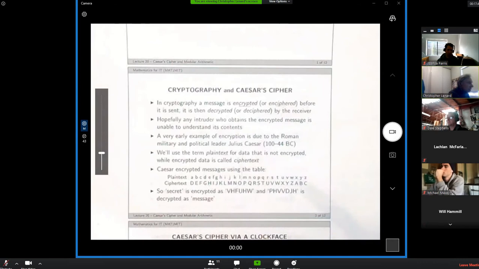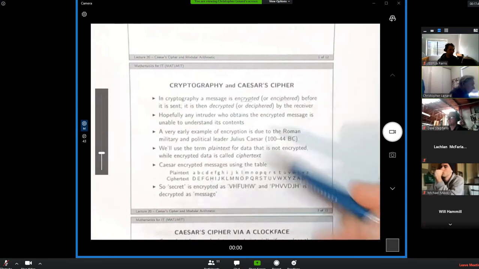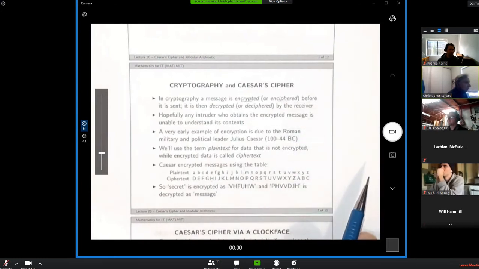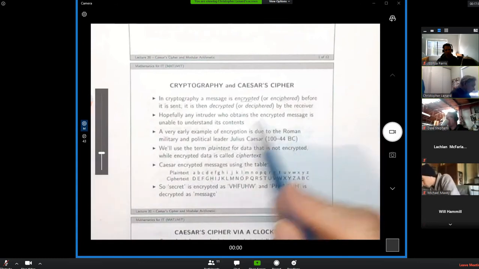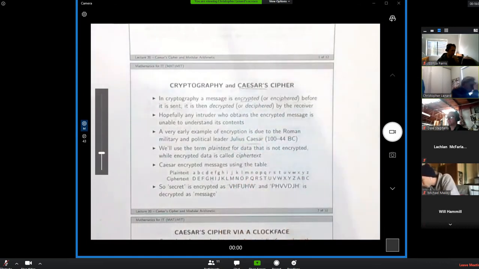And a very early example, this is historically what we know, is due to the Roman military, who used to send messages between the generals and back to Rome. It's called a Caesar, or Caesar's cipher, due to Julius Caesar.